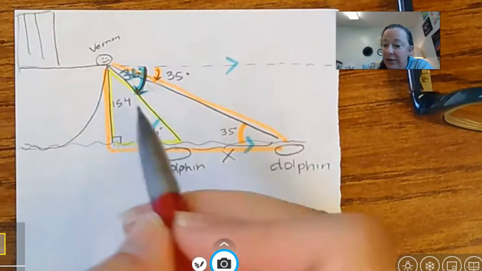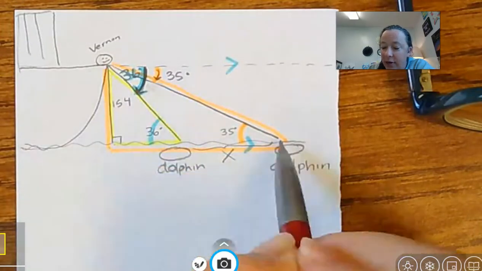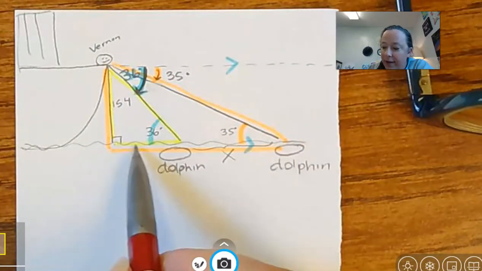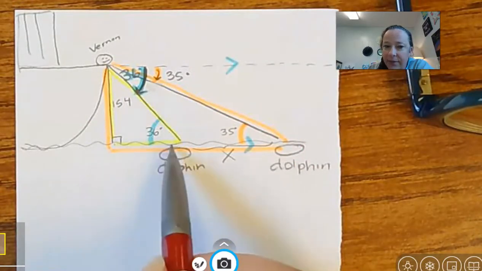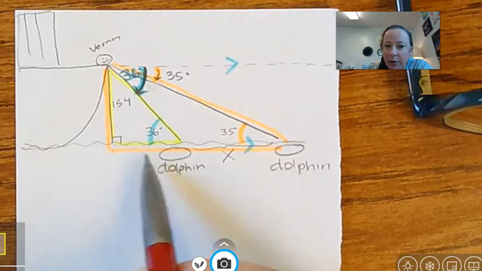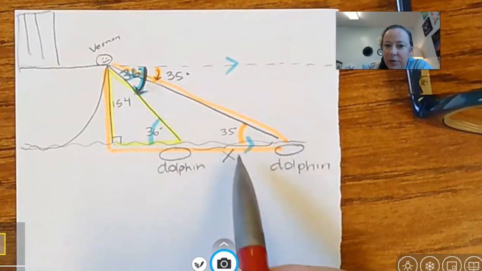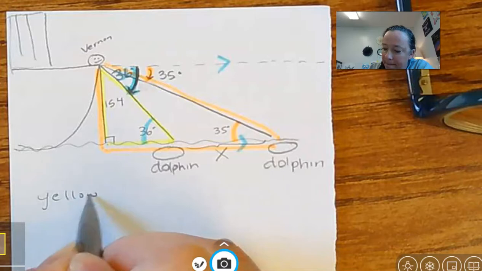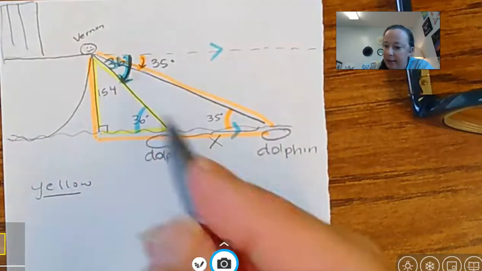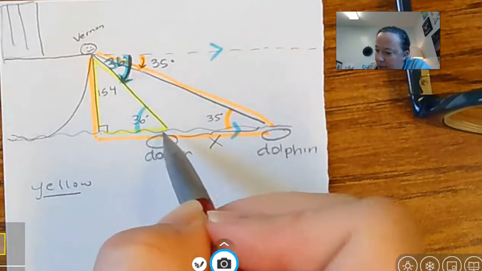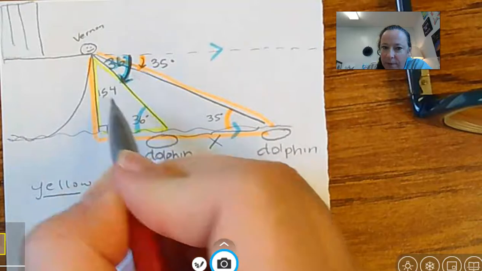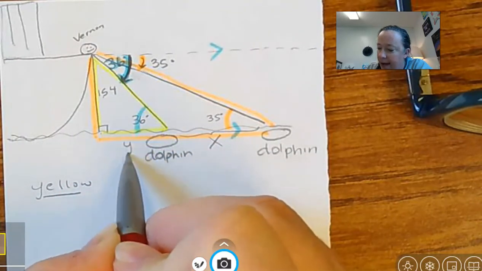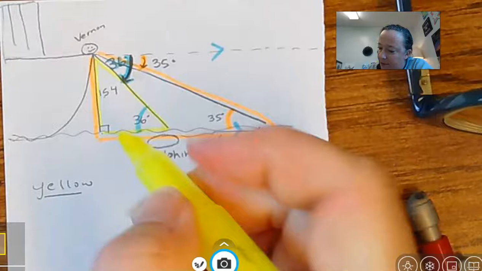Okay, we have to use the yellow right triangle and the orange right triangle because that's all we can do for trig. So again, we're going to find the yellow distance here. We're going to find the orange distance here, and to get the distance between the dolphins, we're just going to subtract. So I'm going to do yellow here. All right, so I know that this is 154, and I'm going to call this yellow distance down here y. Highlight it yellow.